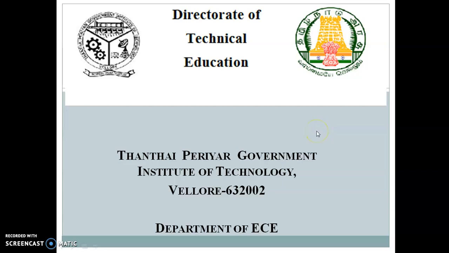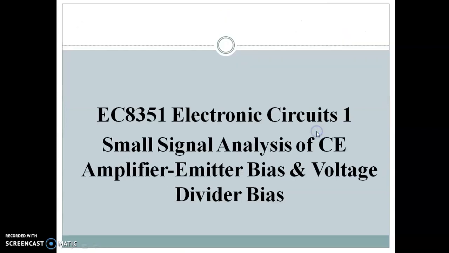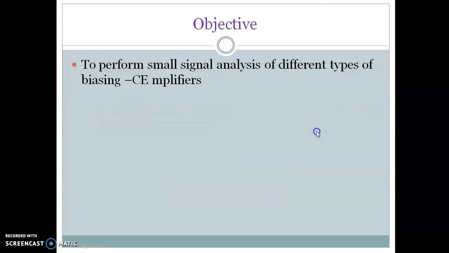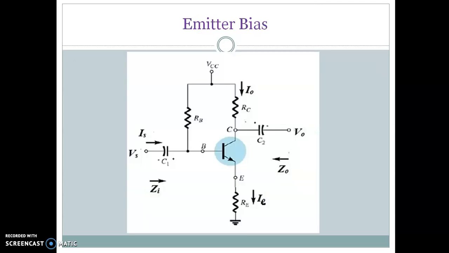Hi, welcome you all to the video lecture on small signal analysis of emitter bias as well as voltage divider bias. In this video lecture, our objective is to do the small signal analysis of different types of biasing of CE amplifiers. Here we are going to see emitter bias and voltage divider bias. So this is an emitter bias circuit.